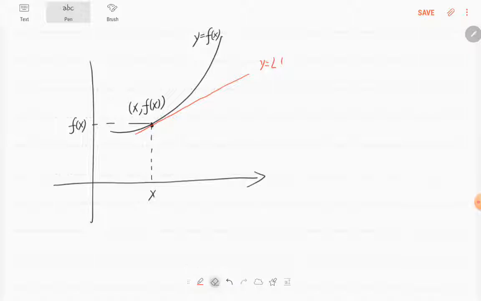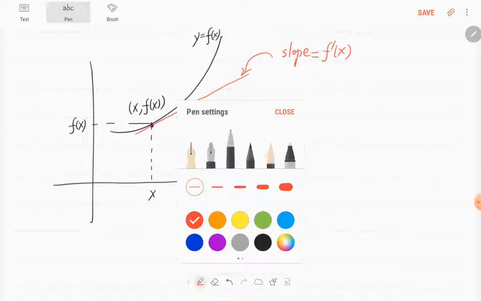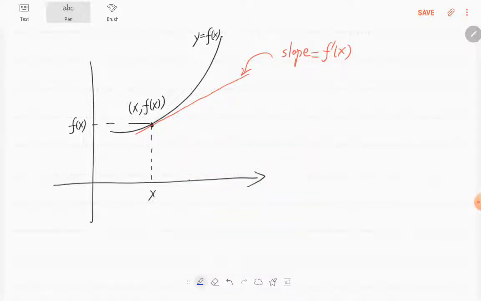This is a tangent line. We just say it's the tangent line. And we know the slope of the tangent line is f prime of x. So if we change x a little bit by delta x, here is delta x, so this would be x plus delta x.